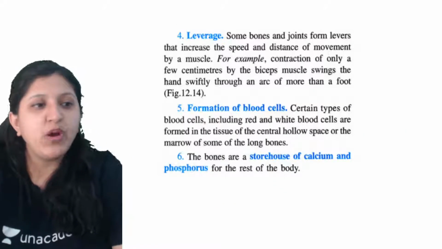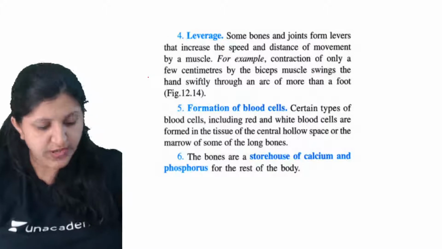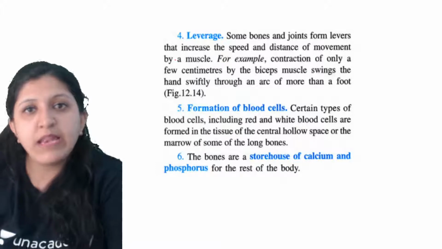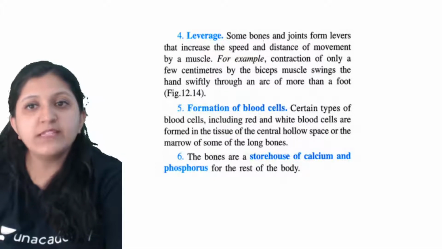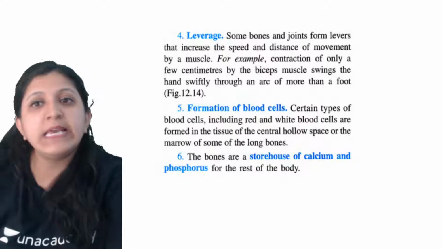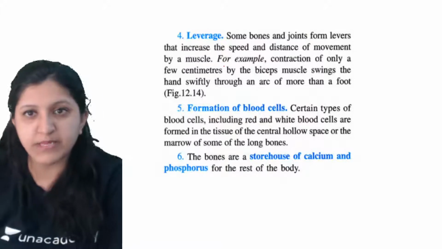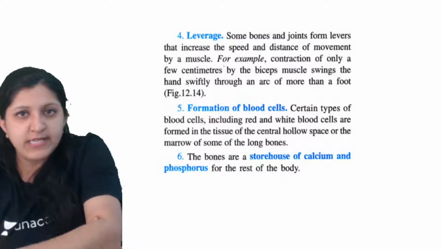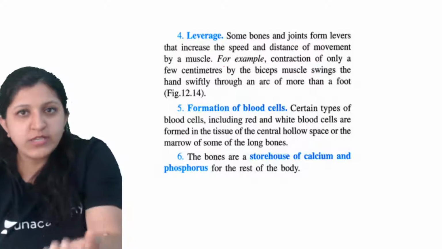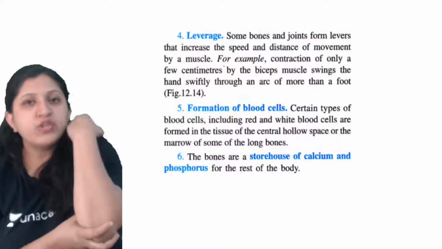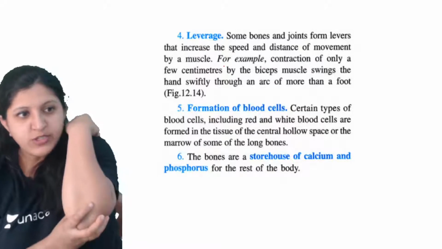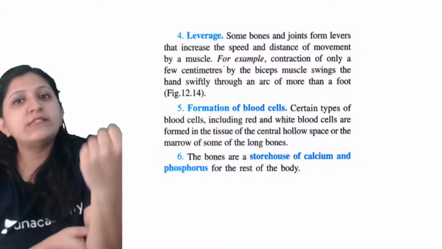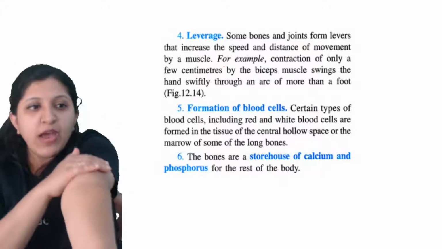Now moving on to the next one: leverage. Some bones and joints form a lever. There is a lever mechanism that increases the speed and distance of movement by a muscle. Here you have a bone and a joint, and these form a lever. Now I have this folded hand. If I want to stretch my hand, the increase in speed and distance of the movement occurs.